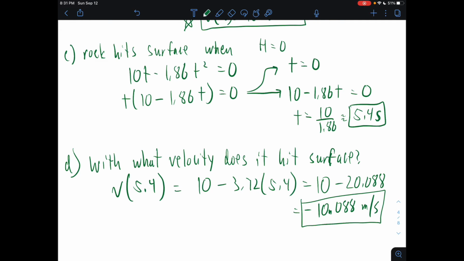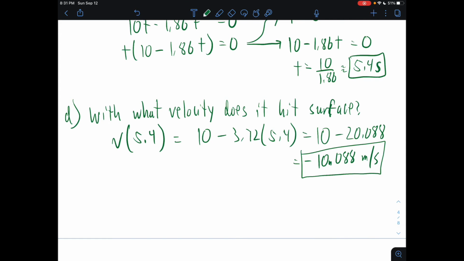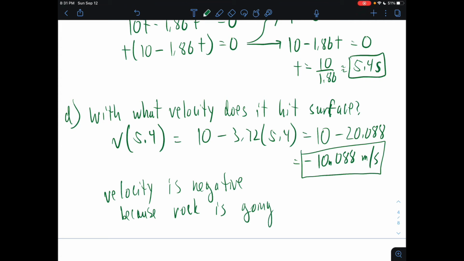Why is the velocity negative? Because the rock is heading down to the surface. So the orientation of the direction: if it's going up, velocity is positive. If it's going down, the velocity is negative. So now we're already starting to see an application of this limit stuff that we've been looking at in Chapter 2, and then we're applying it to this idea of instantaneous velocity.